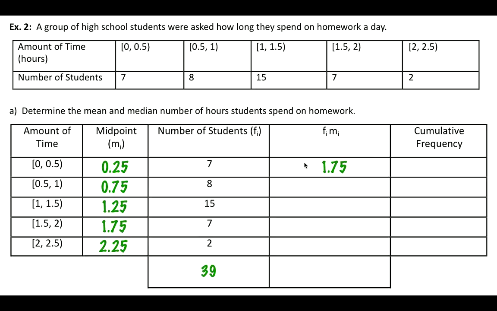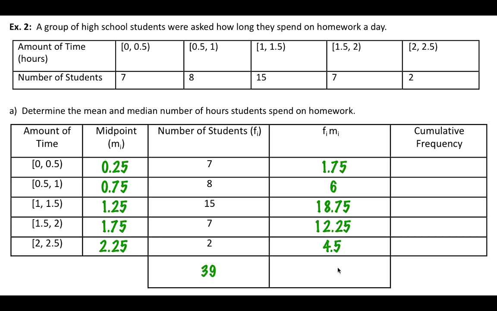0.25 times 7, 1.75. 0.75 times 8 is 6. 1.25 times 15 is 18.75. 1.75 times 7 is 12.25. And I am doing all of these on my calculator. Okay, so I would sit here and I would calculate out on my calculator, bing, bing, bing, all the way down. Okay, this is if I'm doing it by hand.